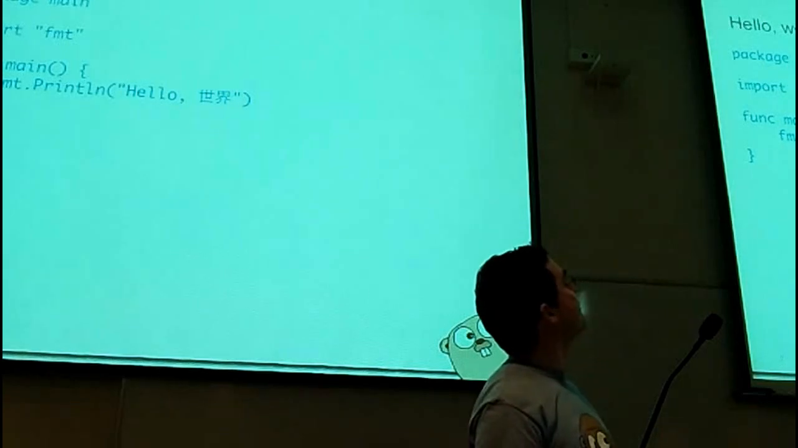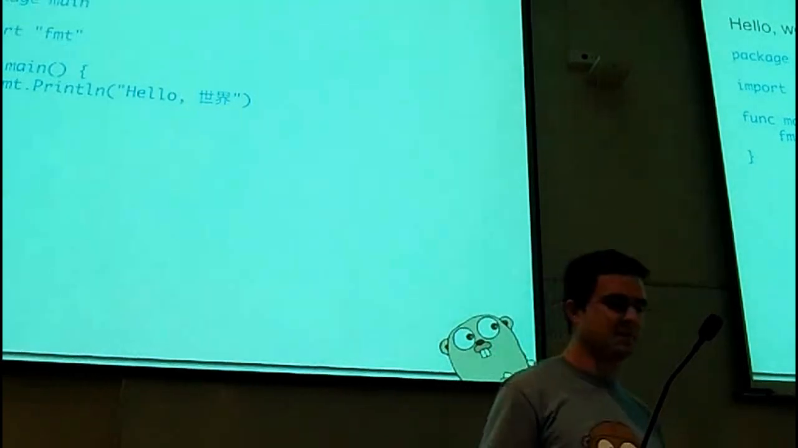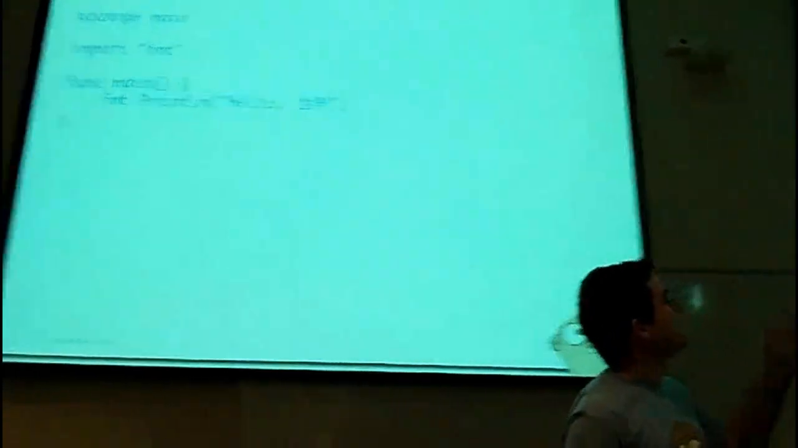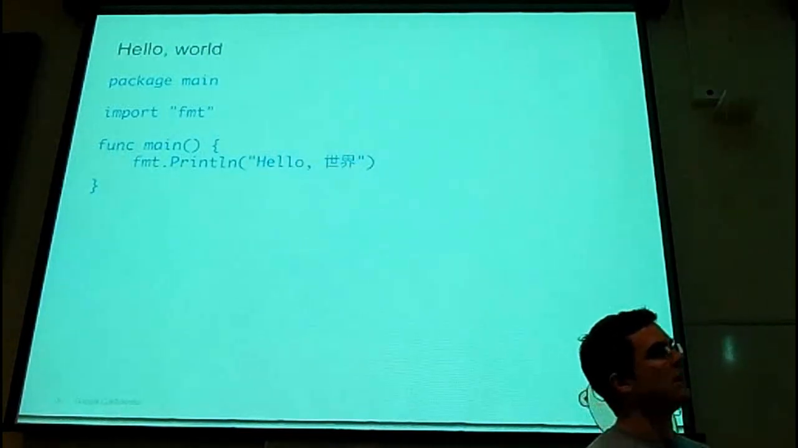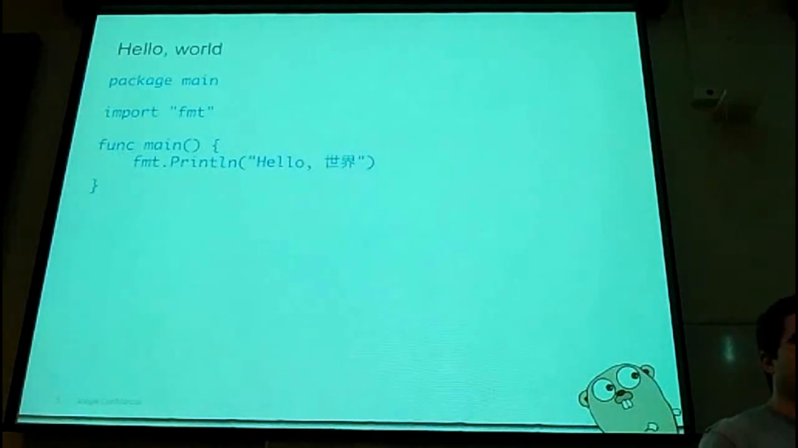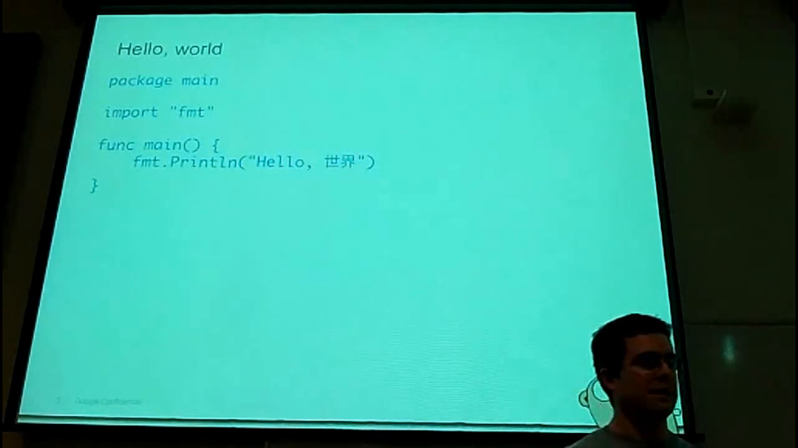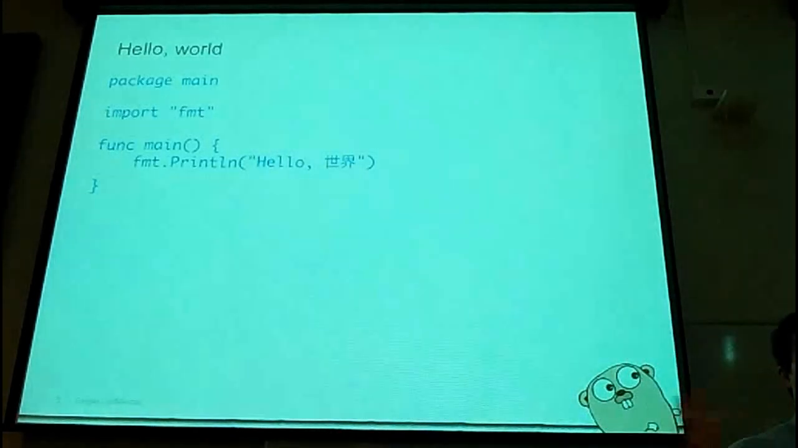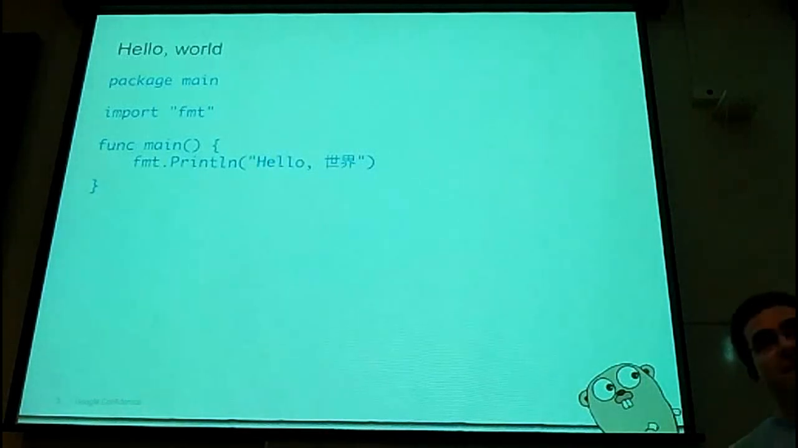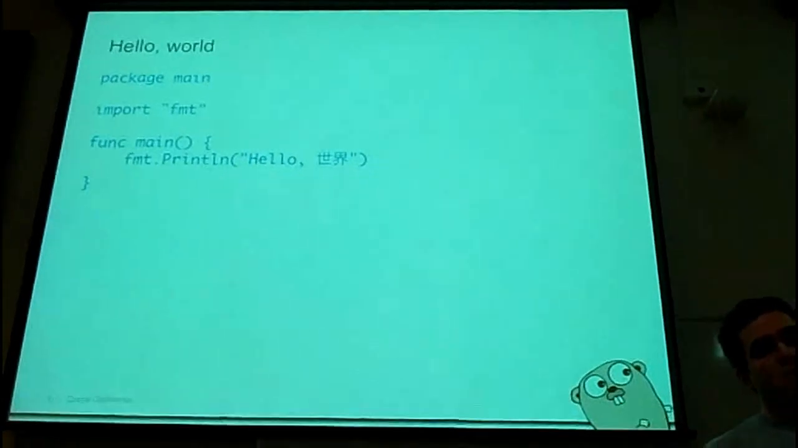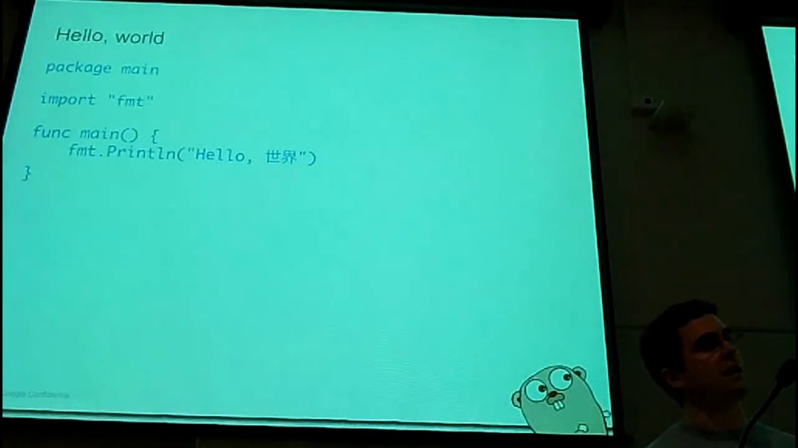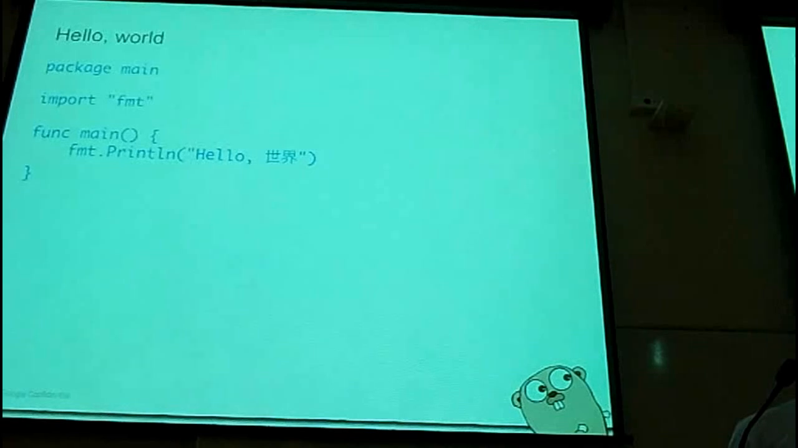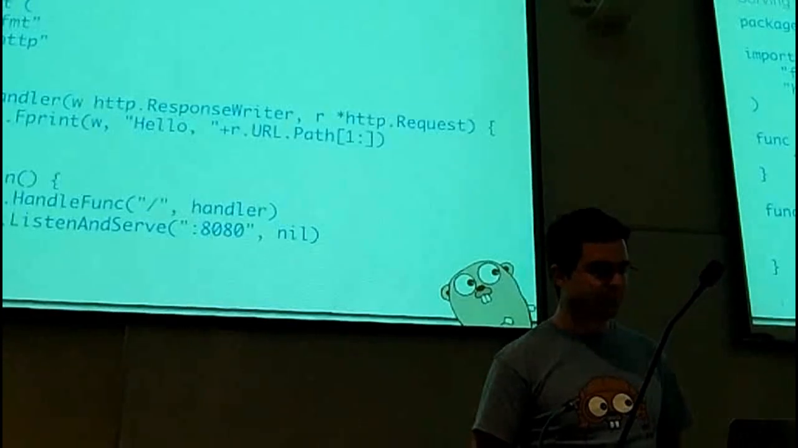So this is a piece of Go code. It's hello world. It's five lines. You have a package definition. All Go code belongs to a package. And main is where all executables begin. There's an import statement importing fmt, which is a string formatting package. And then you have a main function which calls the Println function from the formatting package to print hello world. And the Chinese characters for world there are included to demonstrate that all Go source files are UTF-8. And even identifiers in Go can contain Unicode characters. Go strings are Unicode strings.